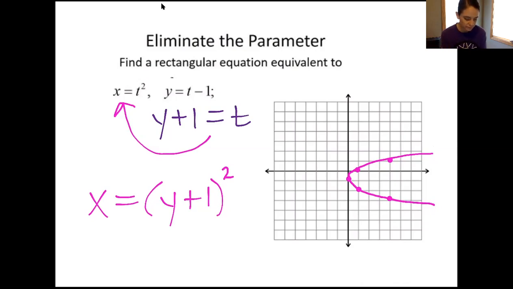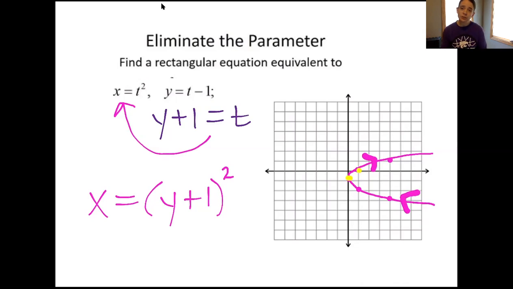So let's do this. If I were to plug in t equals 0, an easy one to think about, x would be 0 and y would be -1. That'd be right there. If I plug in 1, x would be 1, y would be 0. We'd be right there. So it looks like we move in the direction like this.